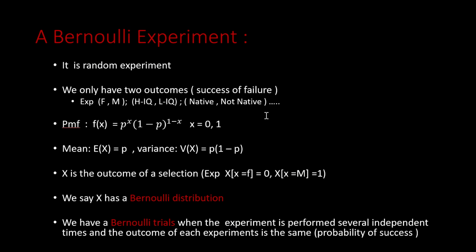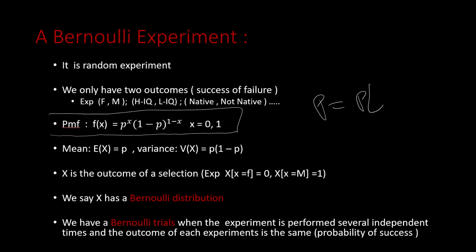The probability mass function of this kind of Bernoulli experiment is defined as follows. P is the probability of getting 1. So P is equal to the probability that X equals 1, if you consider 1 to be the success, and 1 minus P is the opposite. So that's how the Bernoulli experiment is.